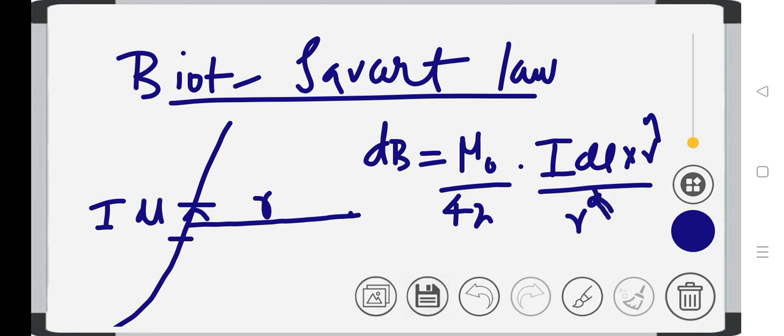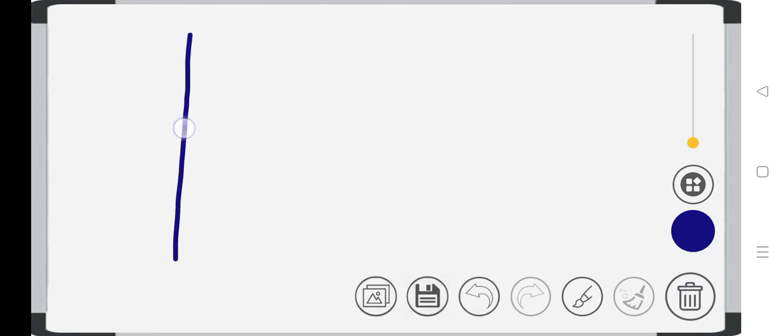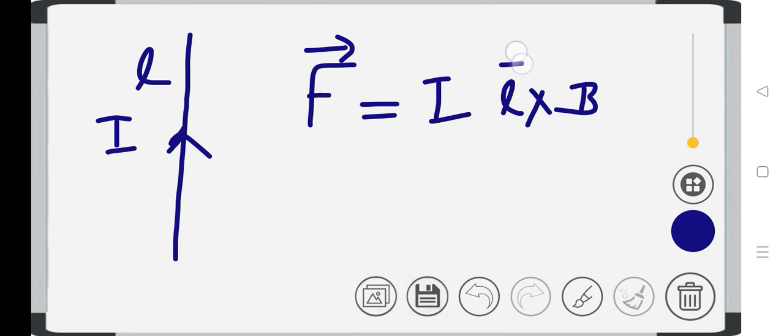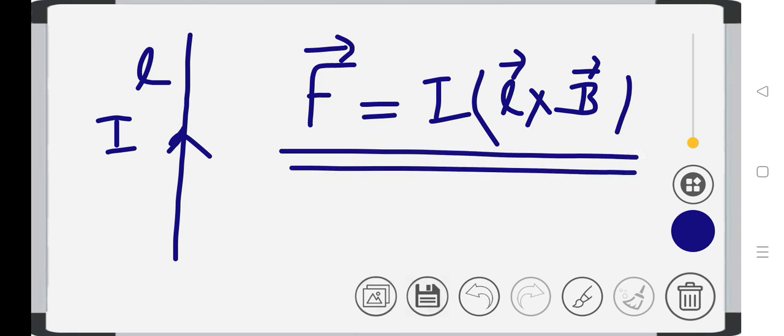Okay, and after that we learn the magnetic force acting on a current carrying conductor. For a straight conductor having length L, F is equal to I into L cross B. This is the equation to find the magnetic force acting on a current carrying straight conductor. Okay, this is another important equation.